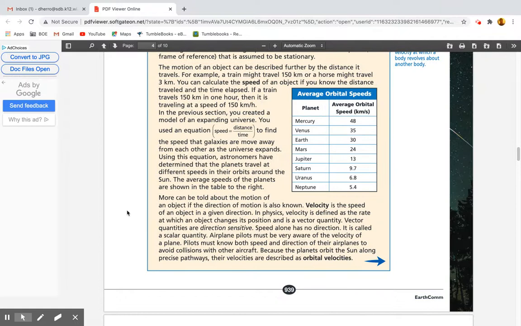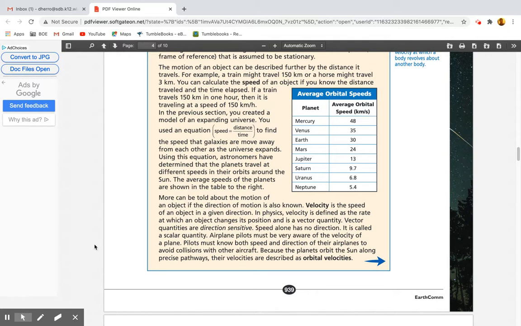More can be told about the motion of an object if the direction of motion is also known. Velocity is the speed of an object in a given direction. In physics, velocity is defined as the rate at which an object changes its position and is a vector quantity. Vector quantities are direction sensitive. Speed alone has no direction. It is called a scalar quantity.